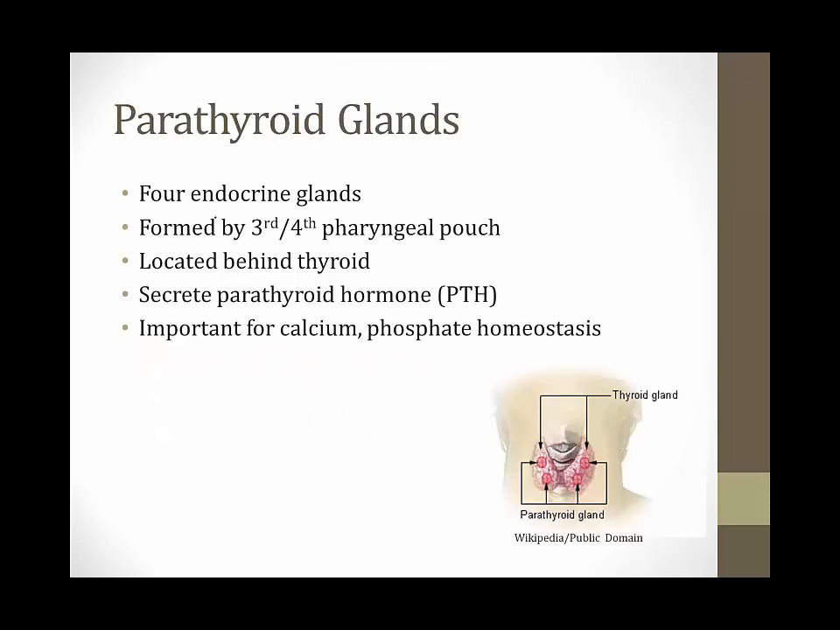The parathyroid glands are four endocrine glands that are found in the neck located behind the thyroid gland, as shown in this picture at the bottom of the screen. Embryologically, they are formed from the third and fourth pharyngeal pouches, and their job is to secrete parathyroid hormone, which is important for homeostasis of calcium and phosphate.